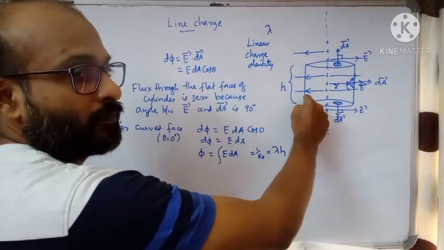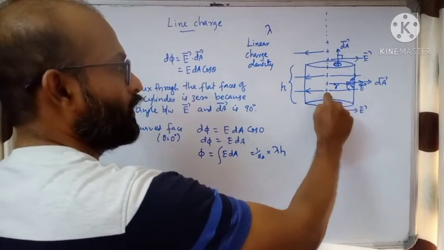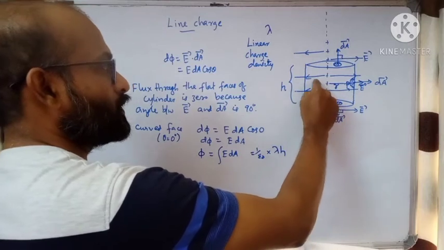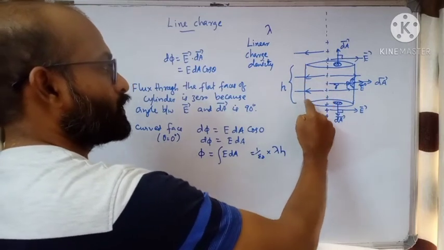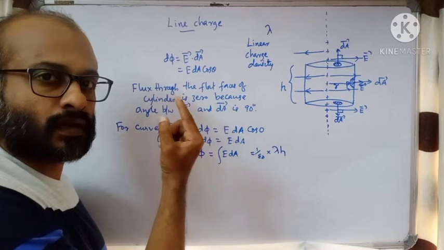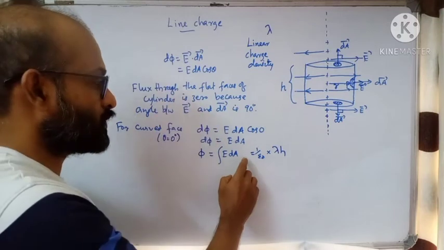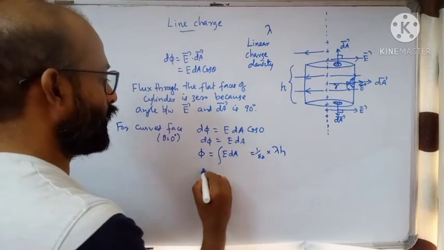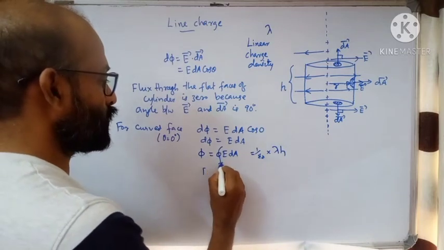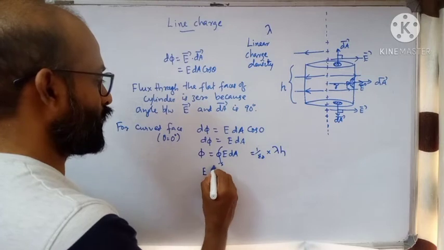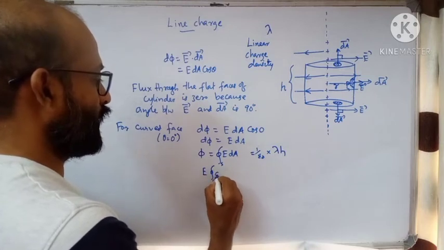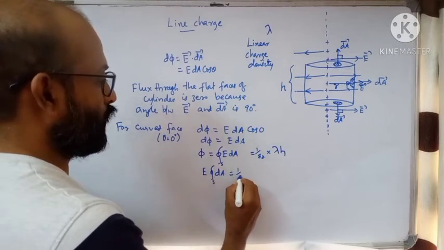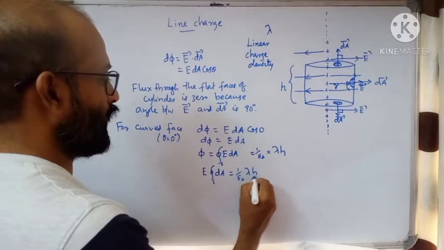will be the same. Here it is the electric field, here is the electric field at each and every point. Since they are equidistant, at every point on the curved surface of the Gaussian cylinder the electric field will have a constant value. Just take it outside. So we take E outside the closed surface integral. E times the surface integral of dA is equal to 1 by epsilon 0 times lambda into h.